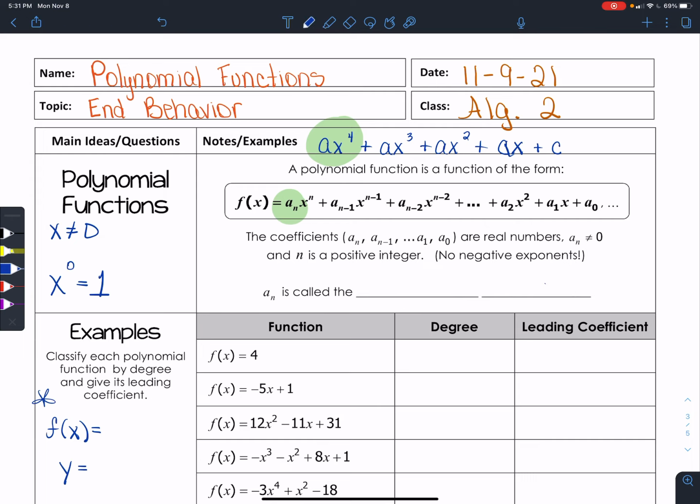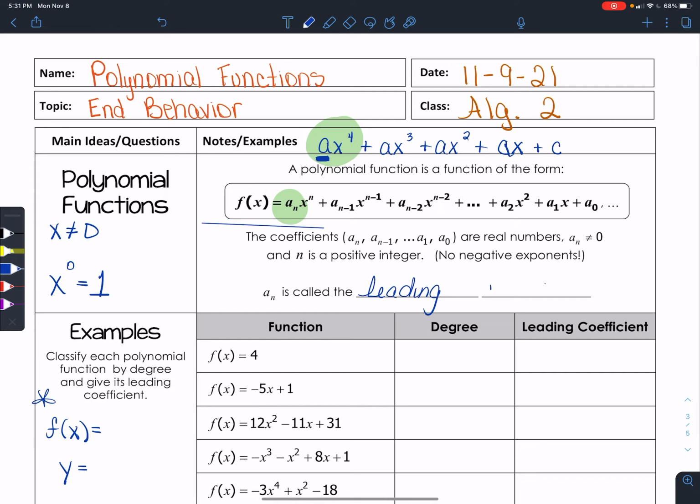My leading coefficient is the value in front of x to the highest degree, or m to the highest degree, or p to the highest degree, whatever variable we're using. In this case, we just happen to be using x. So right here, it has f of x equals a sub n x to the nth power. A sub n x to the nth power is the leading term, and a sub n is going to be the leading coefficient.